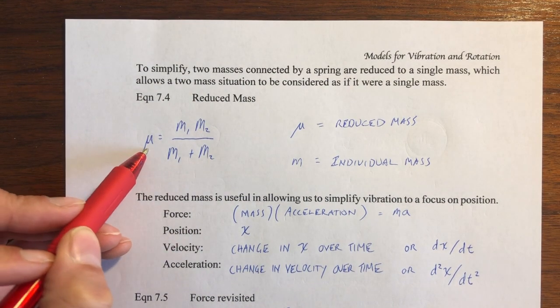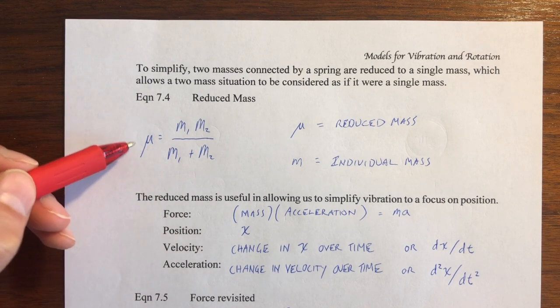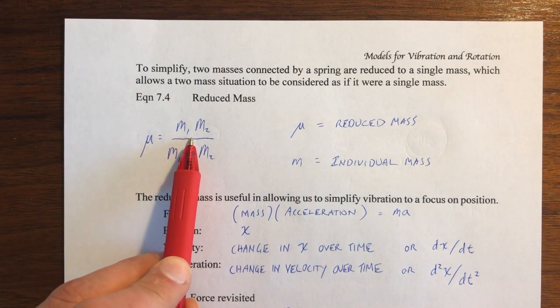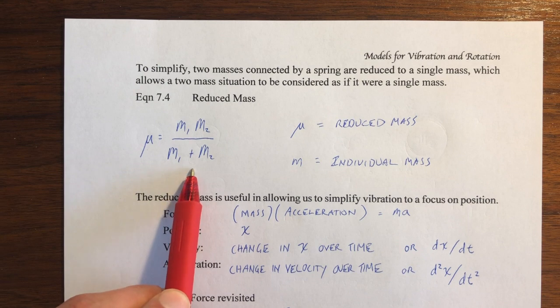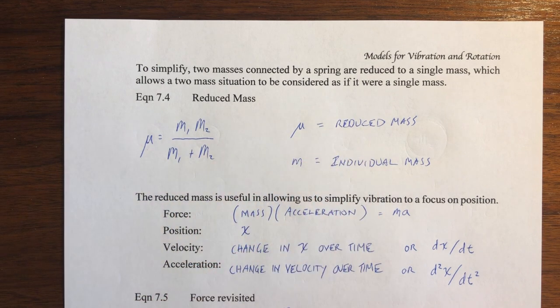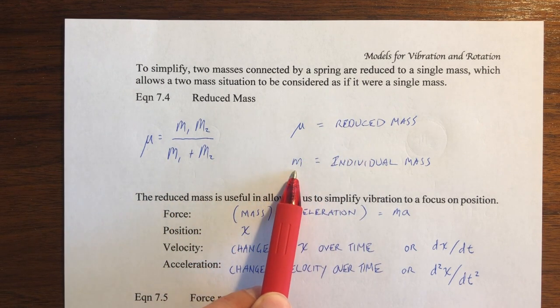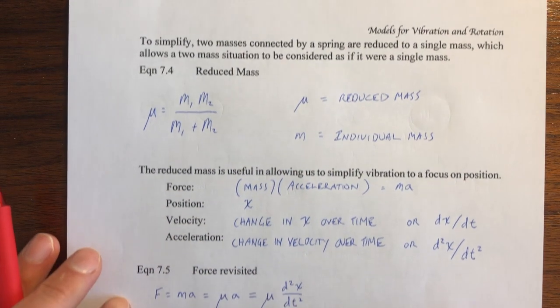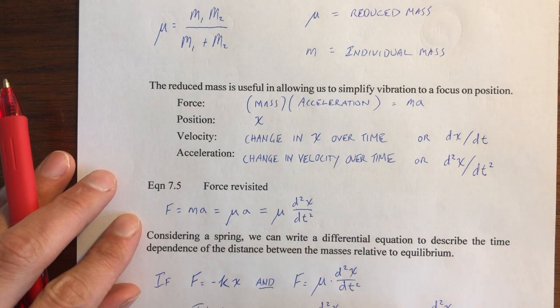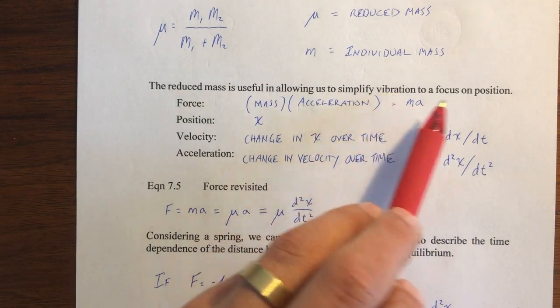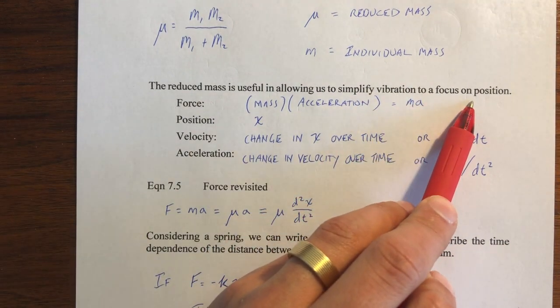And that's using the symbol mu. So mu is equal to the product of the two masses divided by the sum of the two masses, where mu is the reduced mass and each m is an individual mass. The reduced mass is useful in allowing us to simplify vibration to focus on position only.